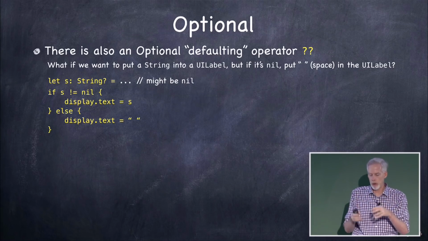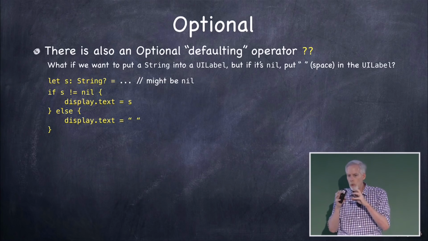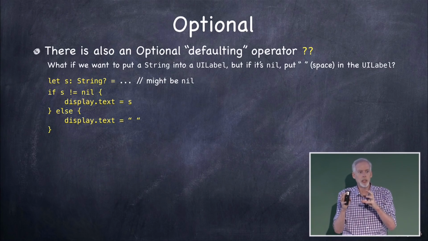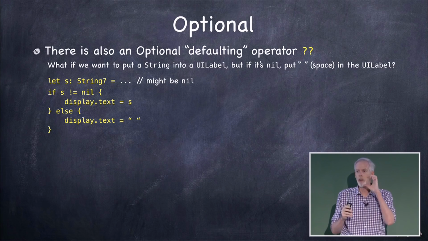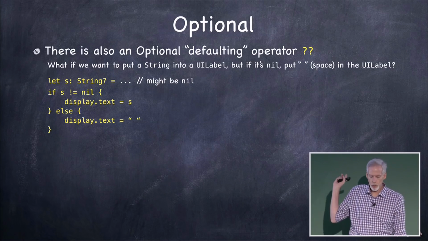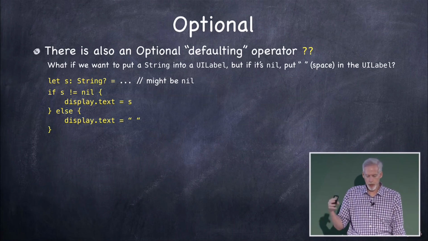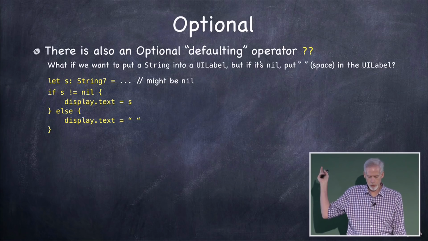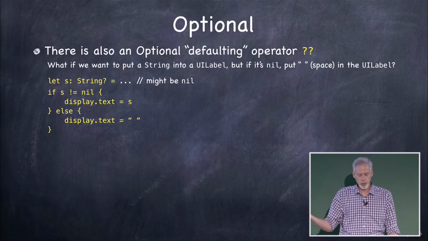So sometimes you might want code like this, where if you want to put nothing in the display, you put a space character. So at least there's something in there for it to have a height. Otherwise, your display would keep disappearing if you kept setting it to nil. So we could do this: if s does not equal nil, then display equals s. That should be s exclamation point right there. Otherwise, display equals a space.